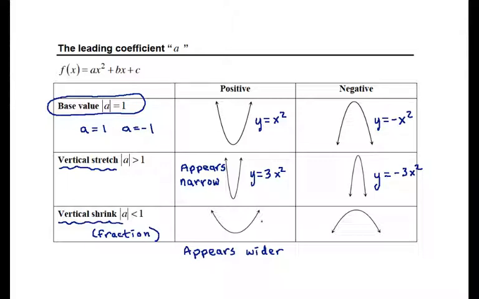So this might be something like y equals 1/2 x squared and y equals -1/2 x squared. So positive leading coefficient gets us happy graphs. Negative leading coefficient gets us sad graphs.